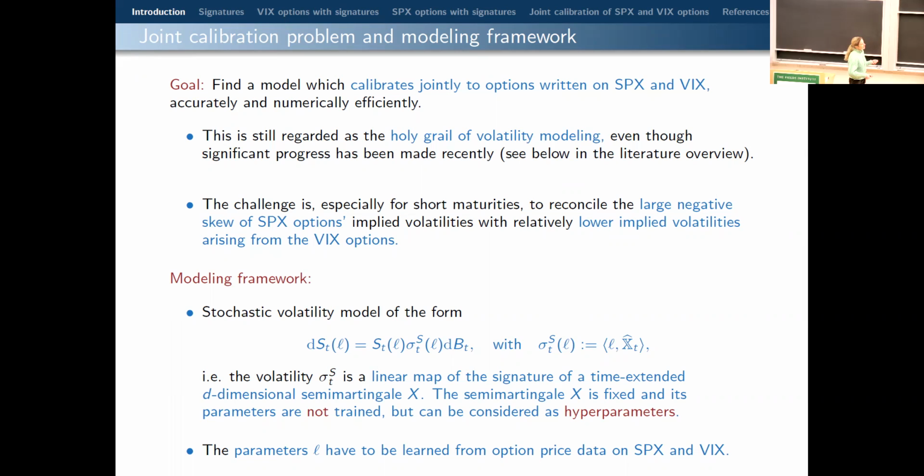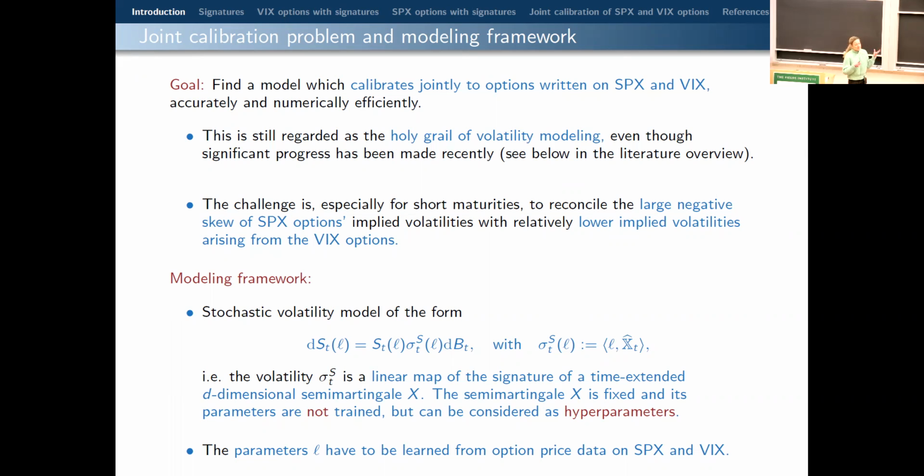that it is a linear function of the time-extended signature of some d-dimensional semi-martingale X. This bold object with the hat denotes the time-extended signature of this X, which I will define on the next slide, just so that you already know the modeling framework. And these scalar-product-style brackets are just a linear function of this signature process.